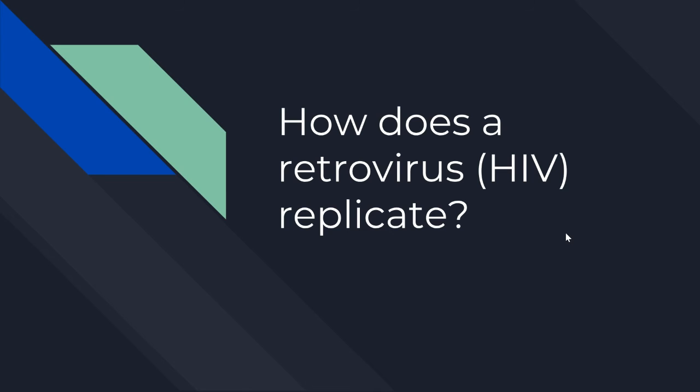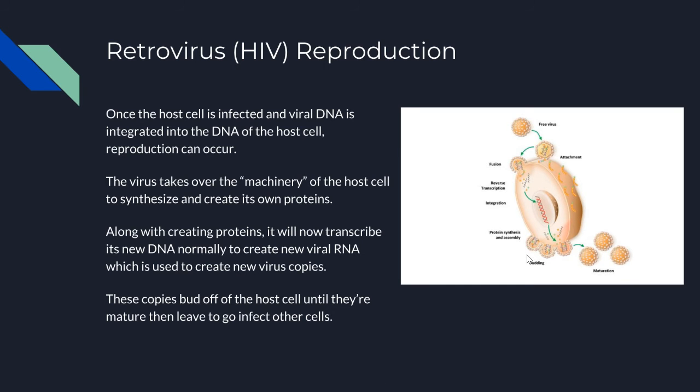And with that, you may be wondering, how does a retrovirus or HIV replicate? Well, with replication and reproduction, once it is infected and the viral DNA is integrated with the DNA of the host cell, the reproduction of more viruses can occur. The virus takes over the machinery of the host cell to synthesize and create its own proteins. And what I'm basically saying is, when the cell activates its reproduction, instead of reproducing normal cells, it reproduces viruses. That's kind of the point of a virus. That's how it affects more cells.